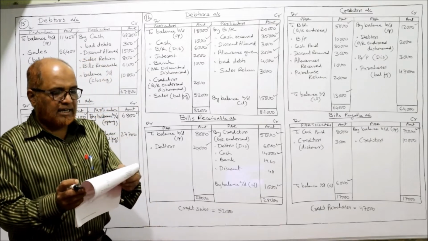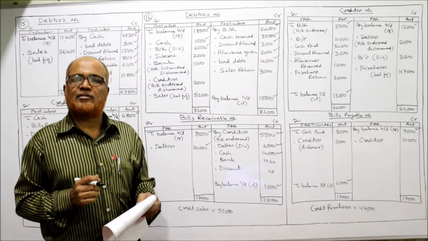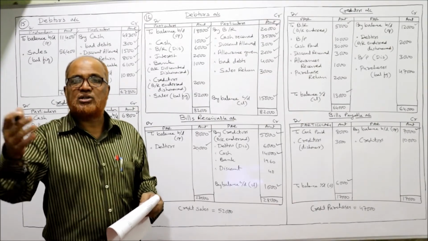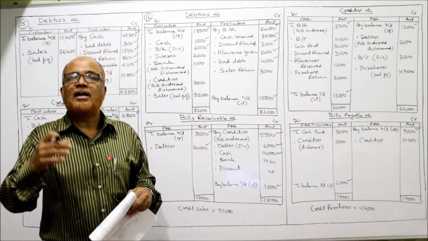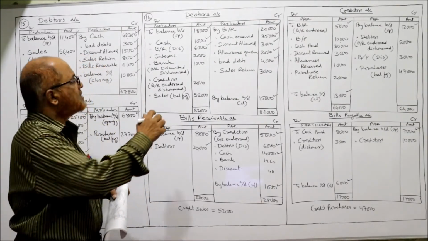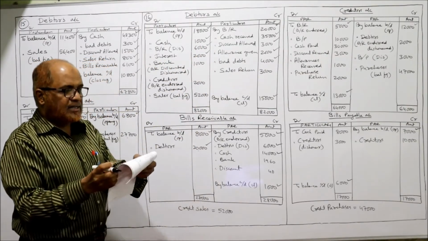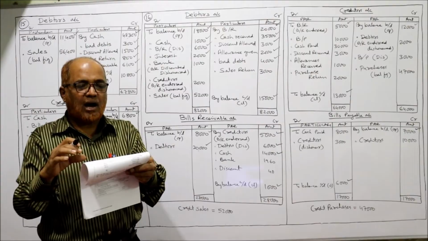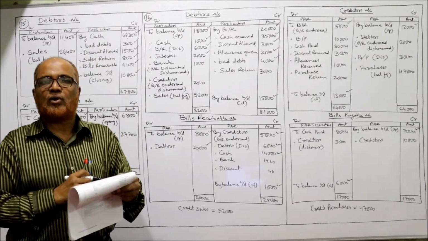Over. Next, interest charged to customers. Customers are the debtors. We are charging the interest, so interest is an income. So the entry will be debtors account debtor to interest. So debtors account debit side to interest, 2,000.